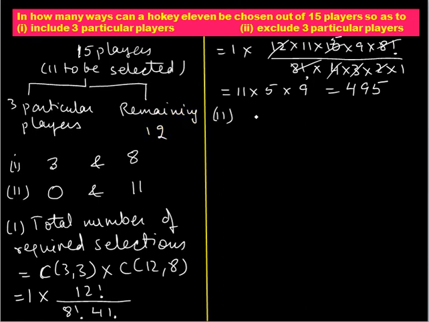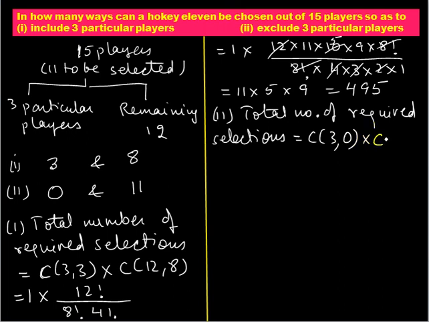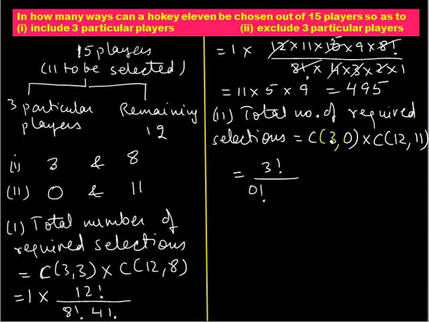Now let us attempt the next one. So again we can mention total number of required selections. In this one we are not going to include those 3 particular players. So out of 3 we are going to select 0 player. So all the 11 are coming out of the remaining 12 players. Let us simplify it. See 3 comma 0, you can see what it will be. It will be 3 factorial over 0 factorial, then 3 minus 0 factorial, which is 3 factorial only. So 3C0 is also 1, 3C3 is also 1.